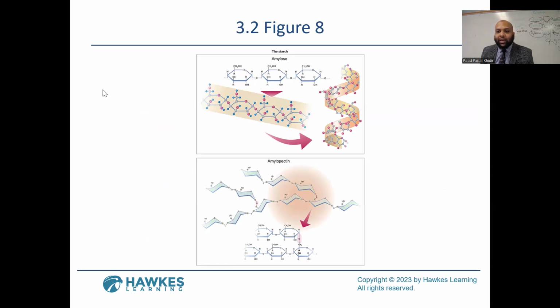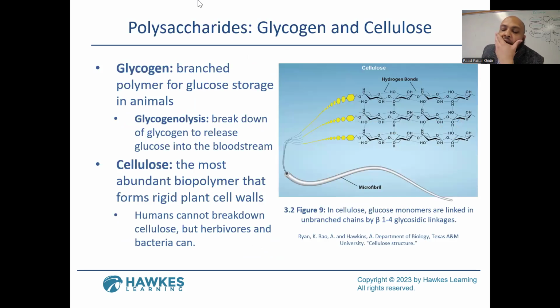Then you have the polysaccharides glycogen and cellulose. In cellulose, glucose monomers are linked in unbranched chains by a beta 1,4 glycosidic linkage. By a beta 1,4 glycosidic linkage. So glycogen is a branched polymer for glucose storage in animals. So glycogenolysis, from the name, lysis, glycogenolysis. So we lyse glucose. Is that anabolism or catabolism?